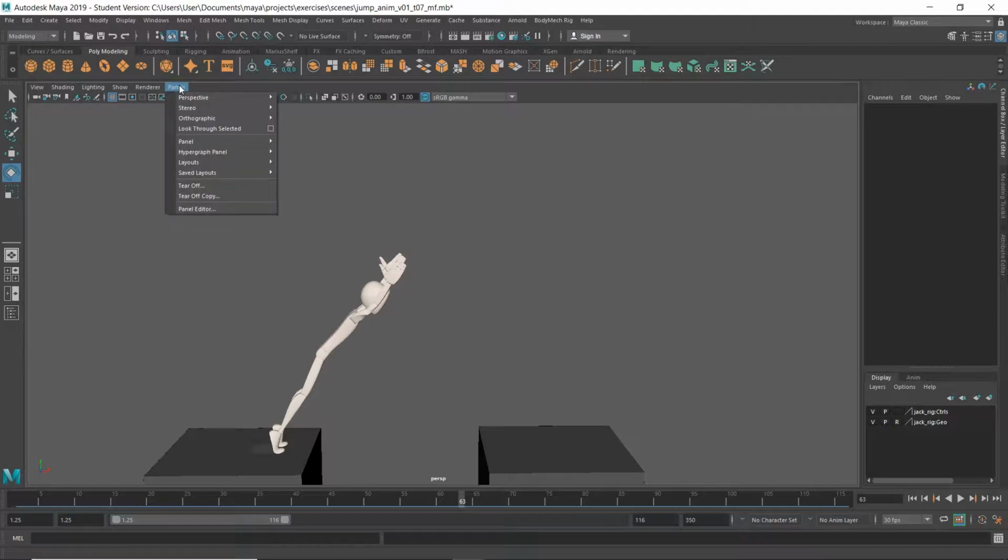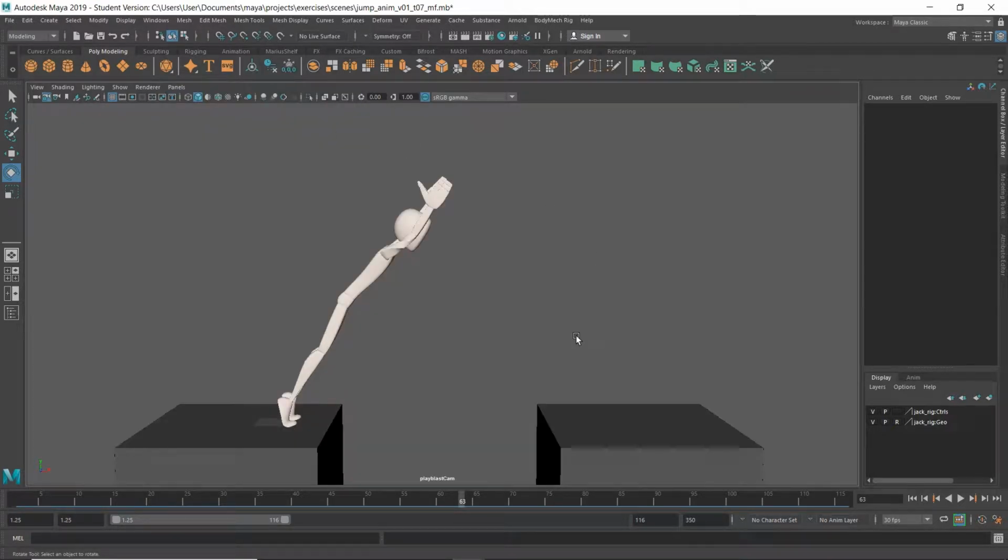I'm going to talk about how I use the animation principles in two of my animation exercises. The first example is the cartoony style jump, so let's have a look.